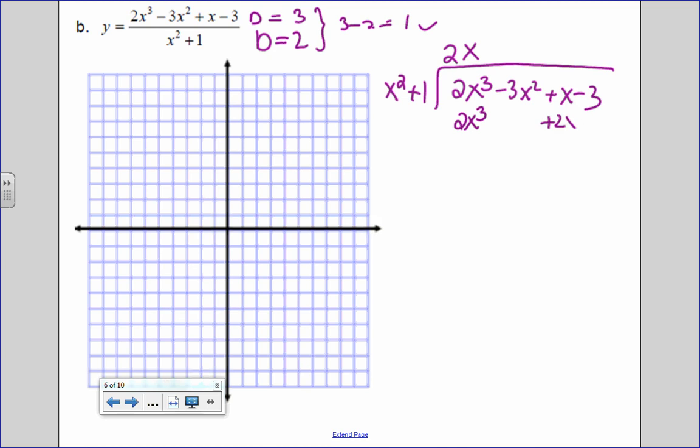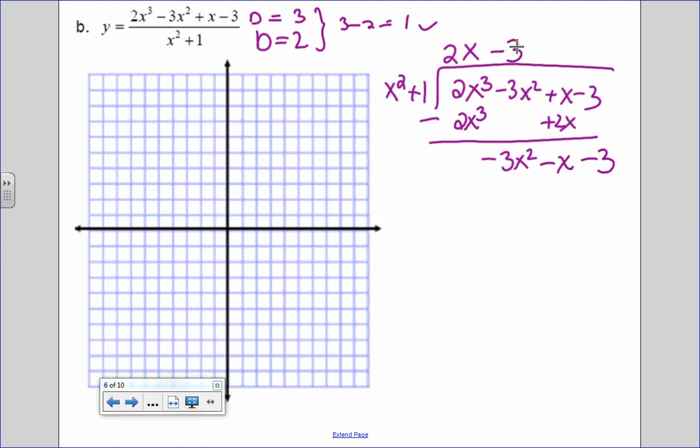So I'll just line the x's up like that. So subtracting. 2x cubed take away 2x cubed is nothing. Negative 3x squared take away nothing is negative 3x squared. And then x take away 2x is negative x, and I'll bring the negative 3 down. Okay, so negative 3x squared divided by x squared is negative 3.